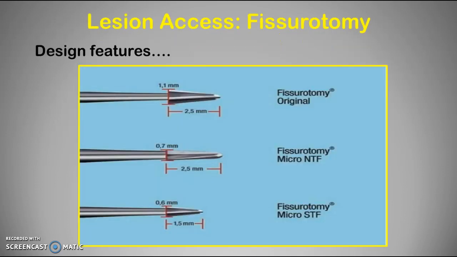So to access the lesions, we use the fissurotomy burs. They are specially designed to access non-cavitated lesions in a minimally invasive method. There are three different types: the fissurotomy original burr, fissurotomy micro NTF, and fissurotomy micro STF. Original and NTF burrs have lengths of 2.5 mm. That's specifically designed so that the burr does not cross the dentine. It stays in the enamel and the patient feels no pain. The STF is 1.5 mm in length and is used in primary teeth.